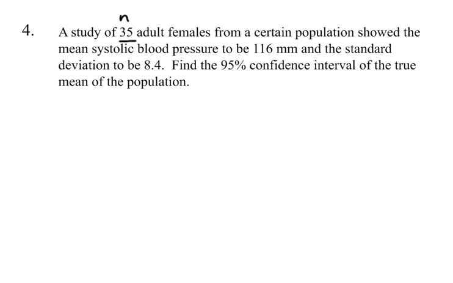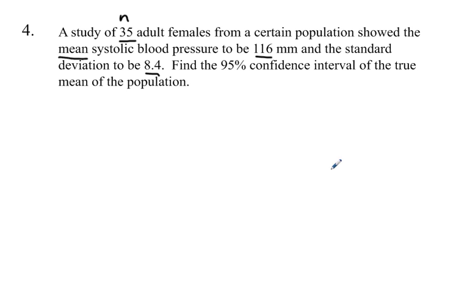So 35 adult females showed the mean, okay, so it's talking about an average, the mean systolic blood pressure to be 116 millimeters. So the average, the mean, is 116, and the standard deviation is 8.4. Then it says find the 95% confidence interval of the true mean of the population. Okay, so we're good to go. So we can either use that formula I gave you or our calculators.